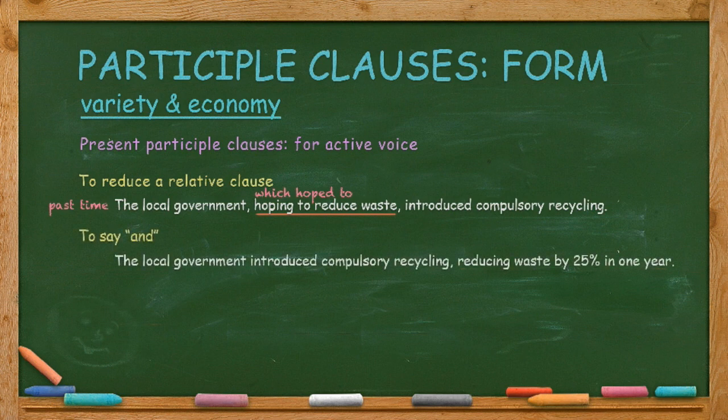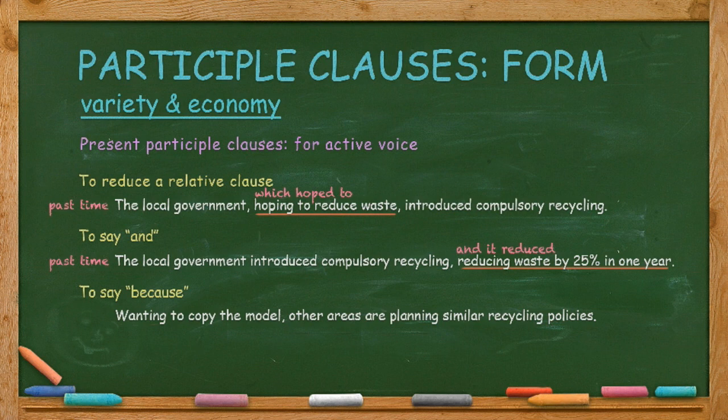You can also use a present participle clause to say and. For example, the local government introduced compulsory recycling, reducing waste by 25% in 1 year. This participle clause is an economical way of saying and it reduced waste by 25% in 1 year. And the time idea here is also past time.